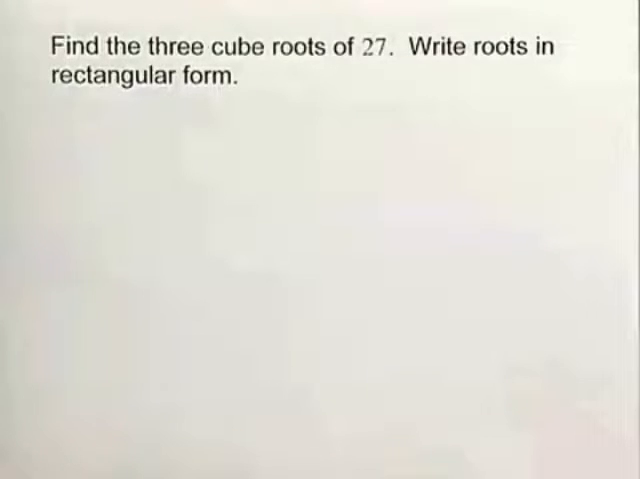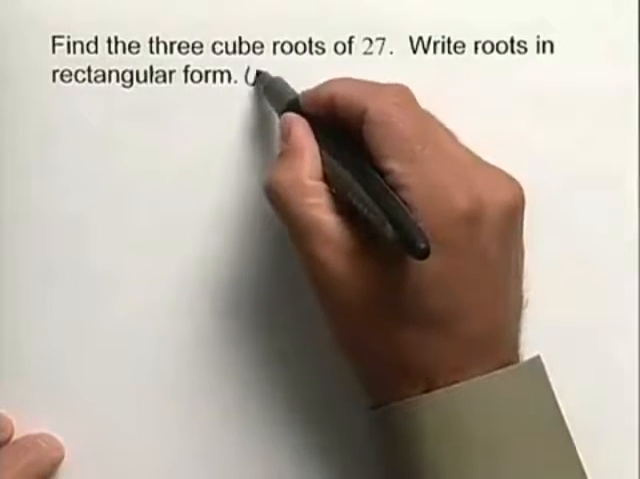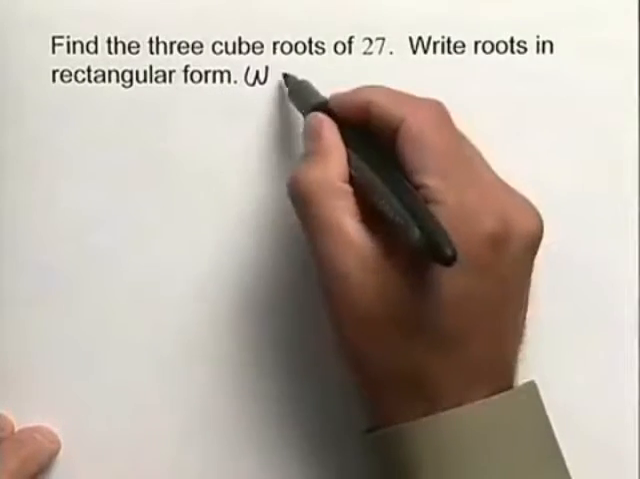Let's use de Moivre's theorem to find the 3 cube roots of 27. All right, so there it is. We want to write our answers in rectangular form. That's the one additional thing. First thing we need to do is write 27 as a complex number in polar form.